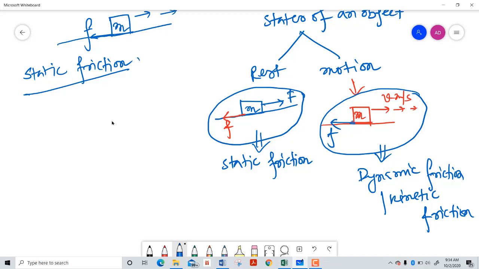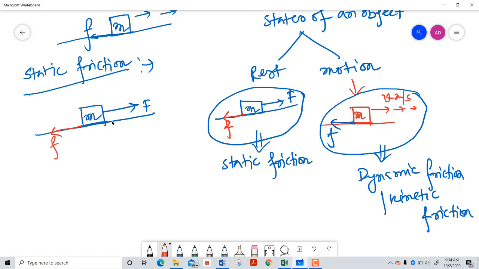In the case of static friction, what happens? Suppose there is an object and you are applying lots of forces to move it. It has a mass of m and is kept on the surface like that. The friction force will obviously work in this direction, that is represented by f.